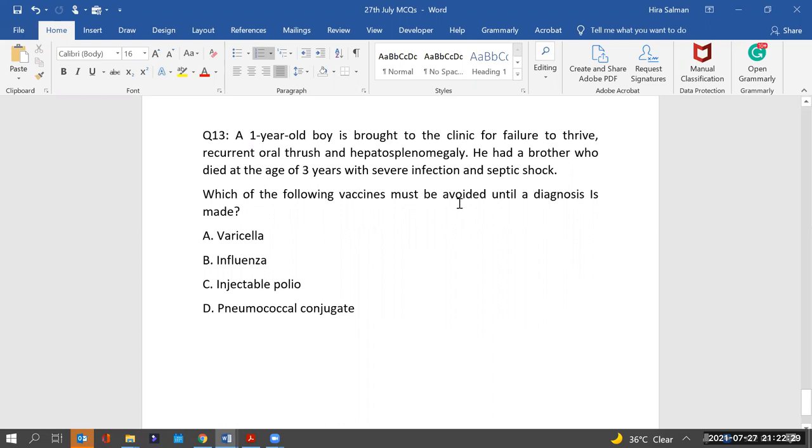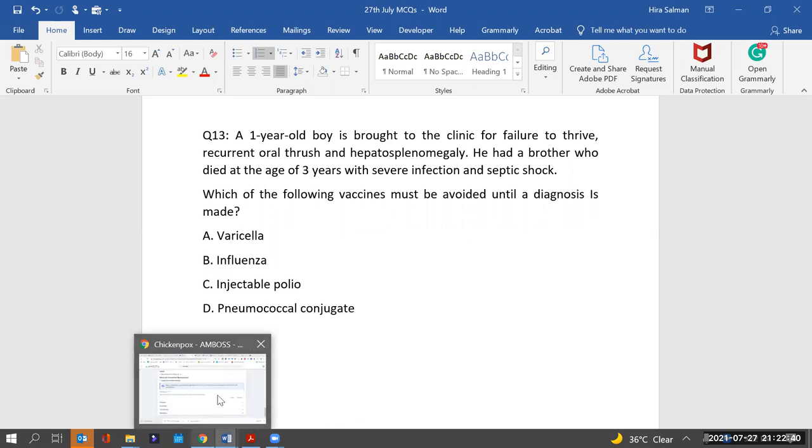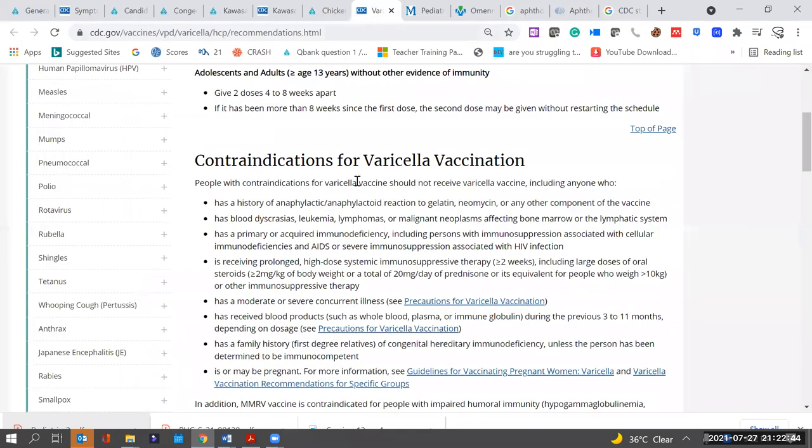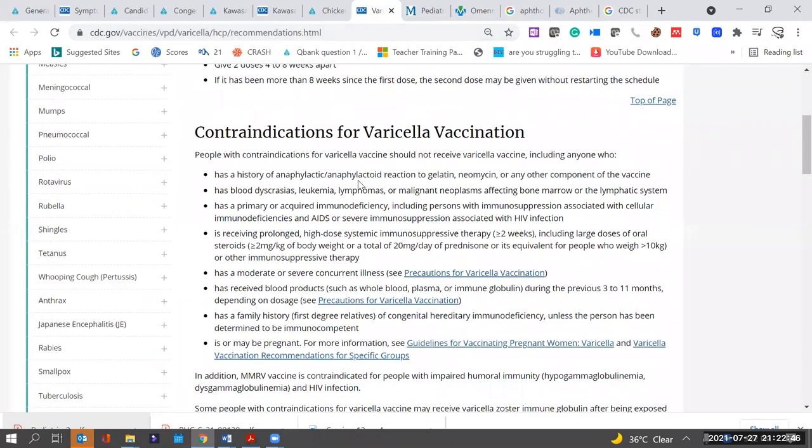Which of the following vaccines must be avoided until a diagnosis is made? So always, always remember, whenever there is immunodeficiency, we will never give varicella vaccine. So for this one, I will show you CDC guidelines so that you can have a better idea. I already opened this guideline. See, these are the contraindications for varicella vaccination.